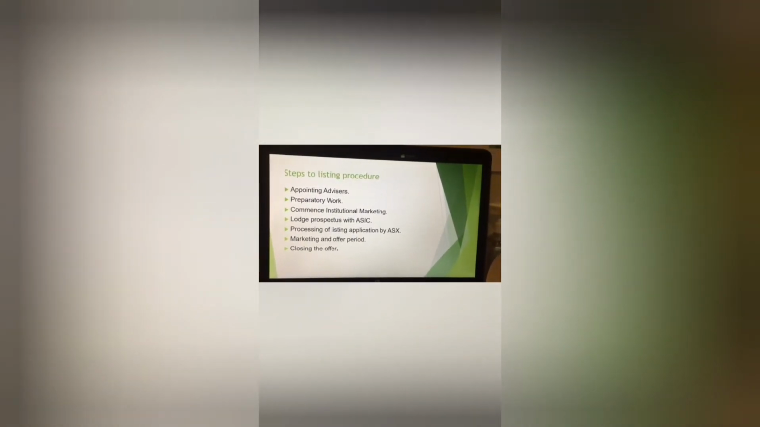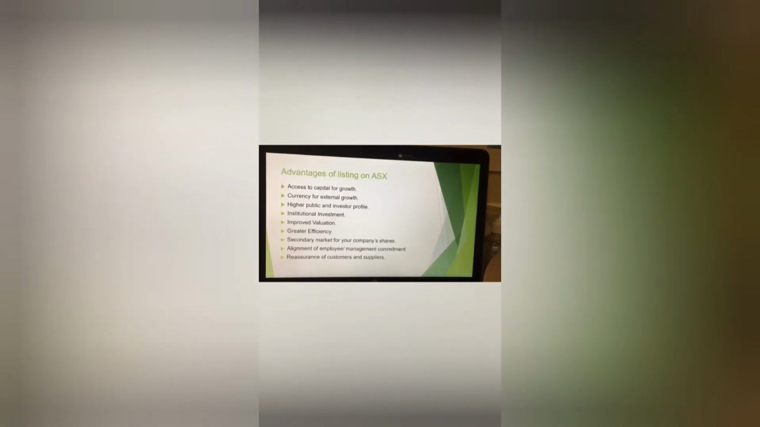When listed with the ASX, there are a few problems to be considered for companies. They are susceptible to market conditions, disclosure and reporting requirements, media exposure, costs and fees, etc. Because of these problems, the company will face extra responsibility to overcome them. Let's move to the next slide. There are seven steps to listing with the ASX. Let's move to the next slide.